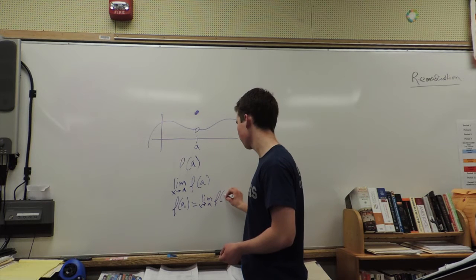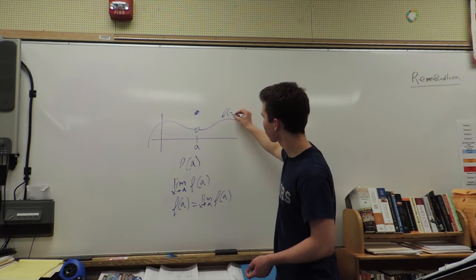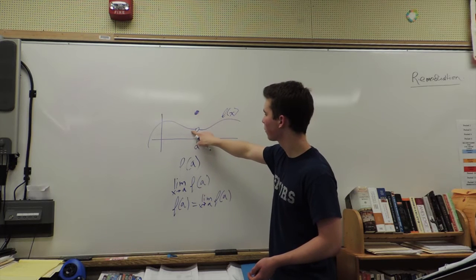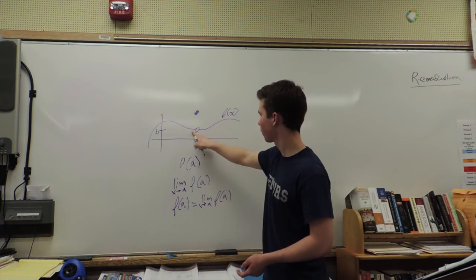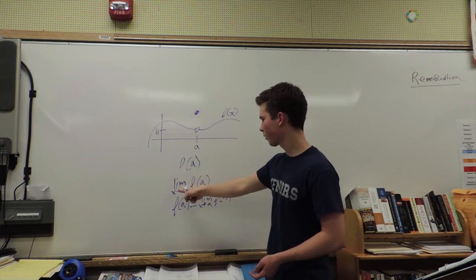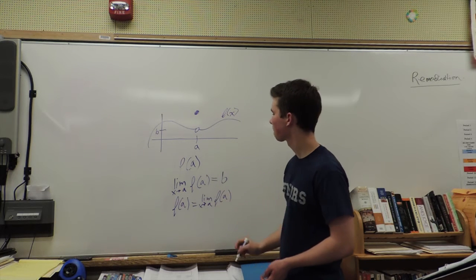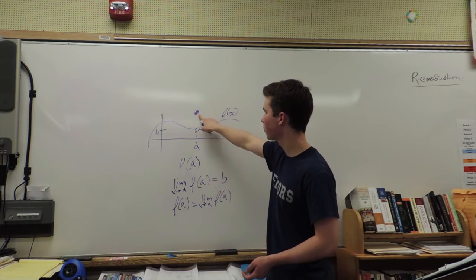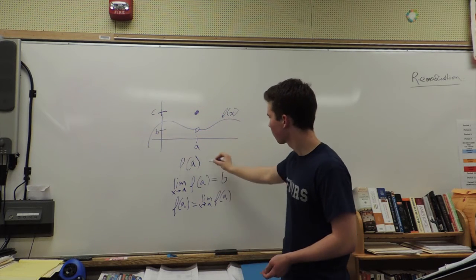So in this case, if we look at this graph, this is f of x, as we approach A from the left, it'll equal the value B. If we approach it from the right, it equals the value B. So, the limit as x approaches A of f of x is B. The function value is also defined at A. Let's say that that's C.